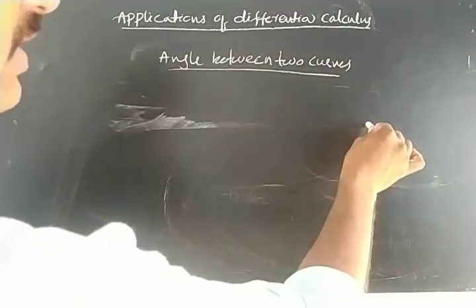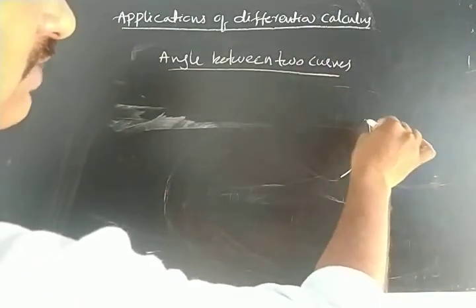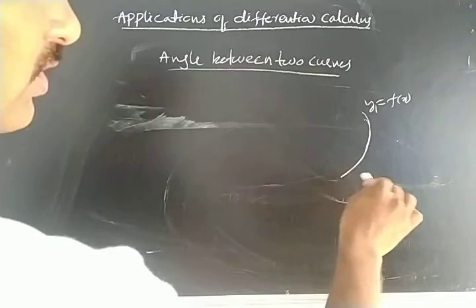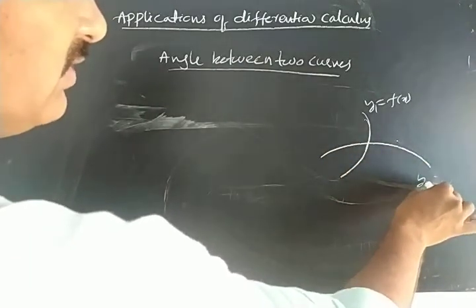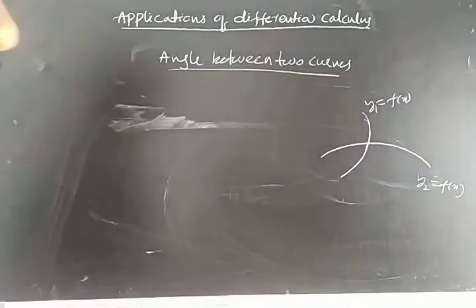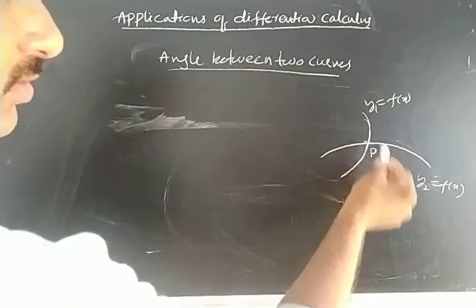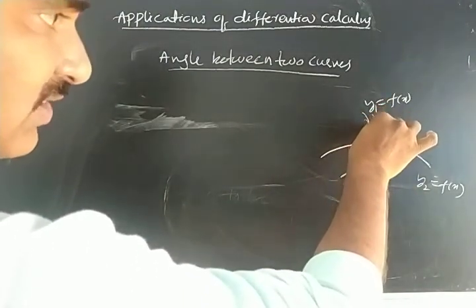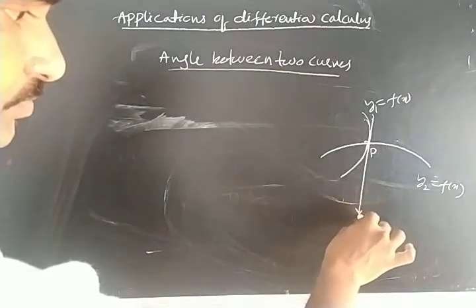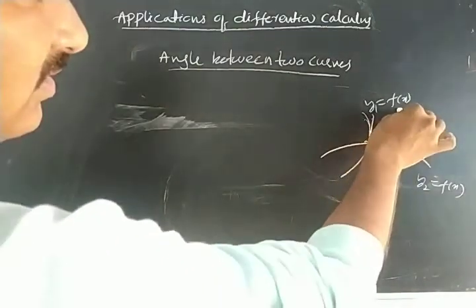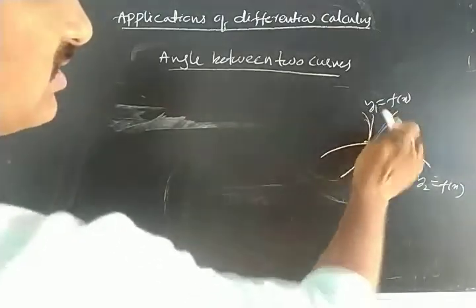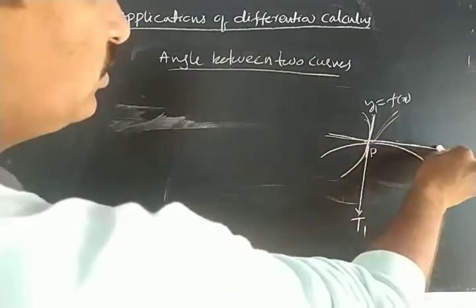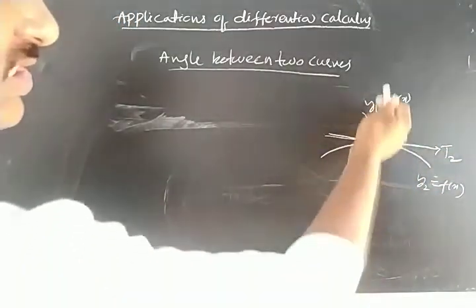If two curves are intersecting each other like this, suppose I am taking one curve y1 equal to f of x, another curve y2 equal to f of x. These are two different curves, intersecting at point P. To find the angle between these two curves, we have to find the tangent of the first curve, this is T1, and the tangent to the second curve, this is T2. T2 is tangent to the second curve, T1 is tangent to the first curve.